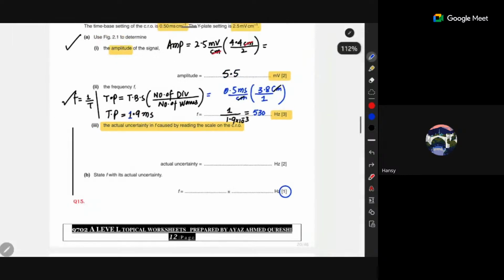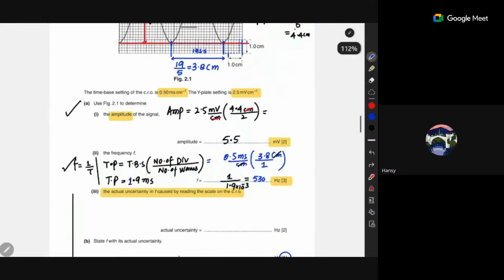Here is one interesting thing. I want to add one page and then proceed further. Here is a page. That means I have to do it this way: f plus minus delta f. This is the task, right? Because here it is the actual uncertainty, and then you have to write it. State the frequency and actual uncertainty. So this is the answer format.